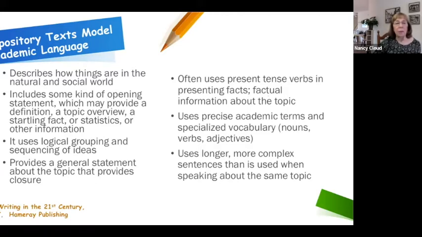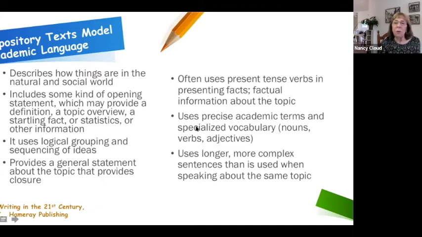And at the end, they provide a general statement that provides closure to the topic and often summarizes everything that was learned. Often they use present tense verbs because they're presenting facts that are always true. This thing is always true about the three branches of government. So I'm going to use present tense, unless I'm talking about how the branches were formed, in which case I'm talking in past tense or past perfect tense.